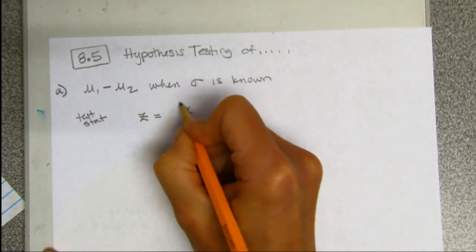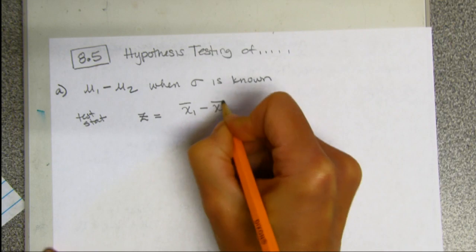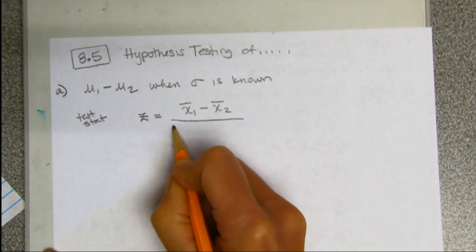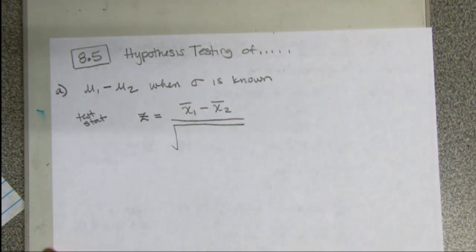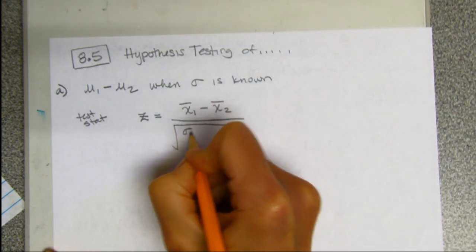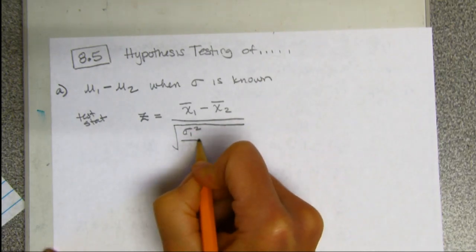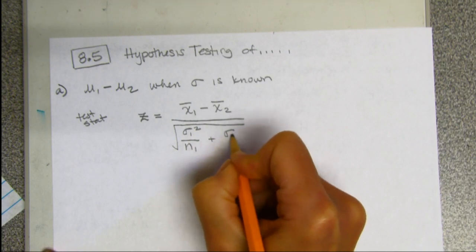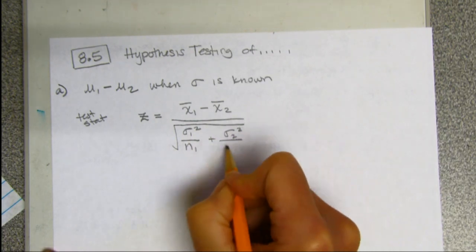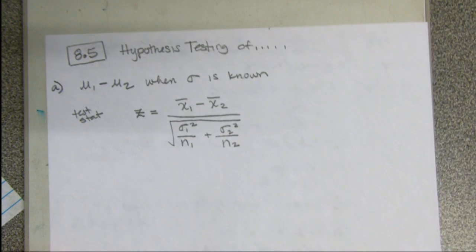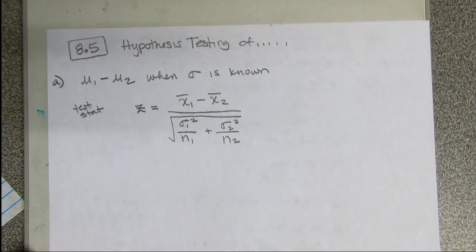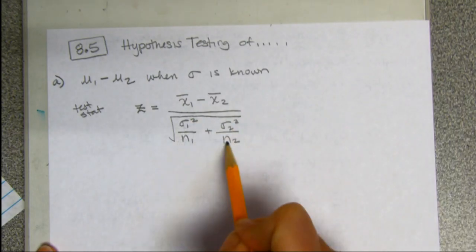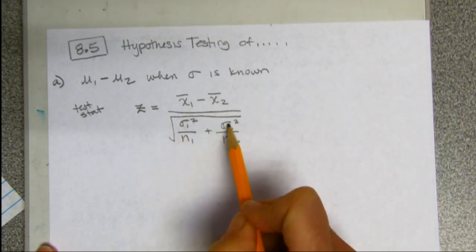It is x bar 1 minus x bar 2 over a big old square root of sigma 1 squared over n1 plus sigma 2 squared over n2. All right, the only things that are squared are here and here. These are not squared, these are not squared, just the sigmas.